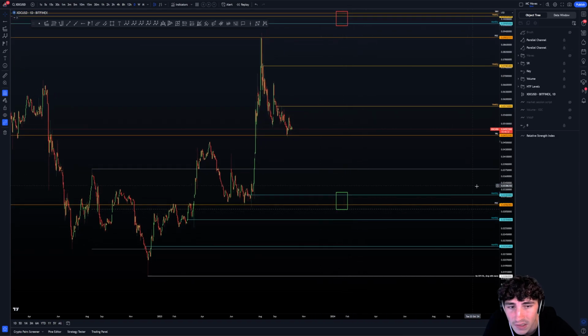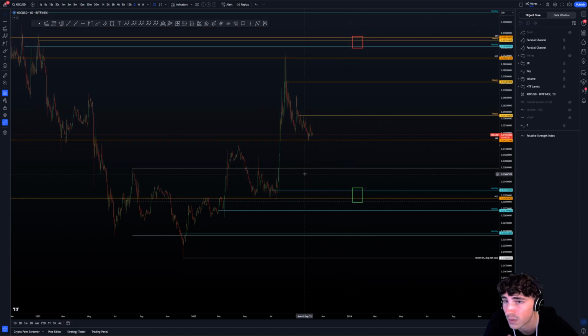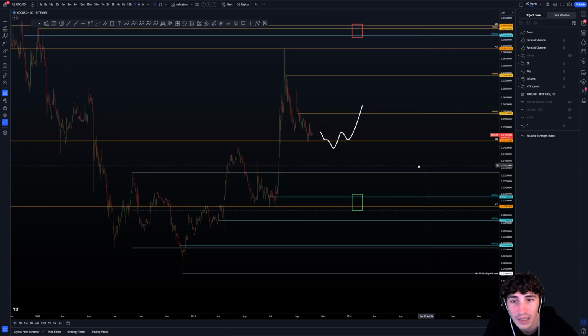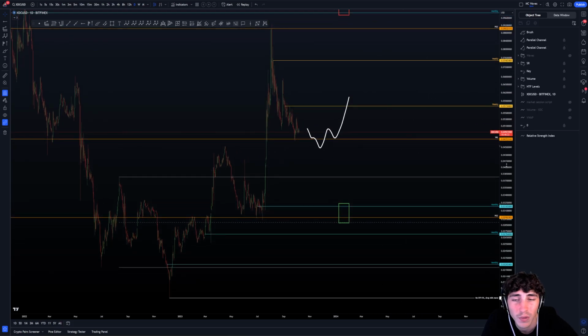And I will be aware of something here. Okay, now of course before that we have some support to be aware of, and I would not be surprised, for example, to see something like this. Okay, this for example is a possible setup.